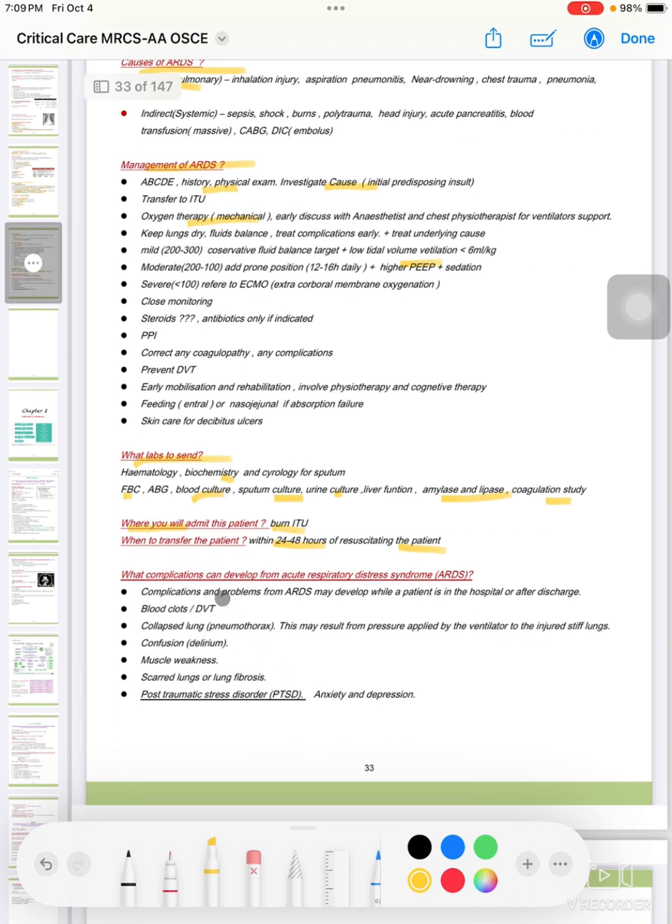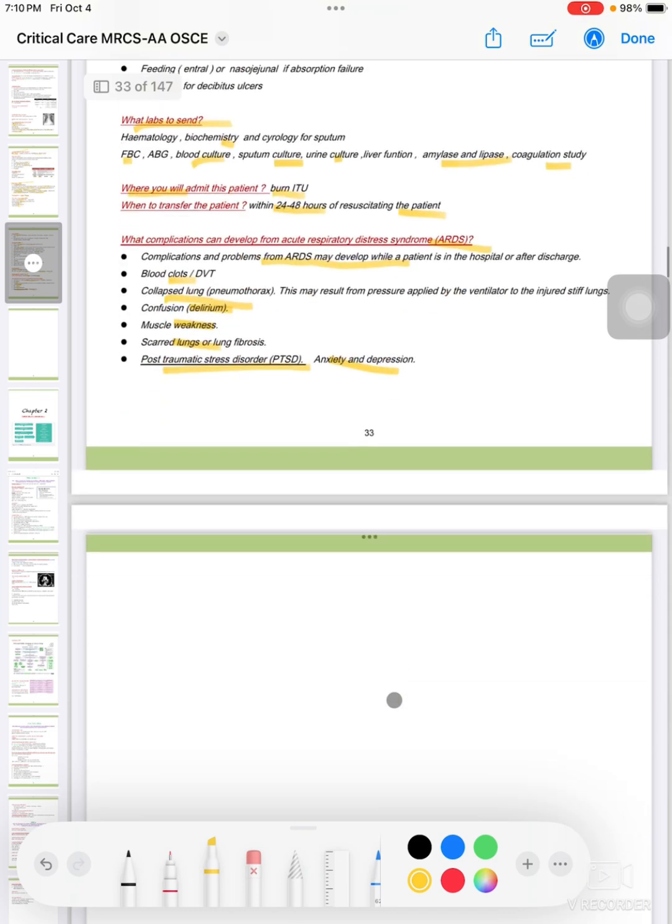Now, what complications can develop from acute respiratory distress syndrome? I've already discussed that. Complications and problems can develop while a patient is in the hospital or after discharge. Blood clots such as deep vein thrombosis, collapsed lungs or pneumothorax, confusion, muscle weakness, scarred lungs, lung fibrosis may occur, or post-traumatic stress disorders such as anxiety and depression.